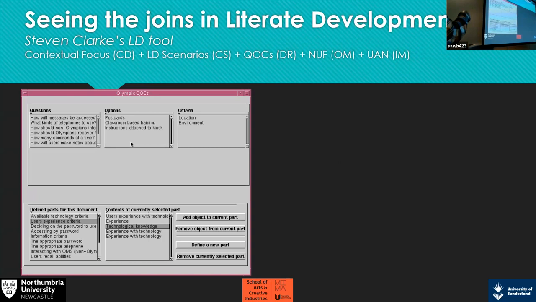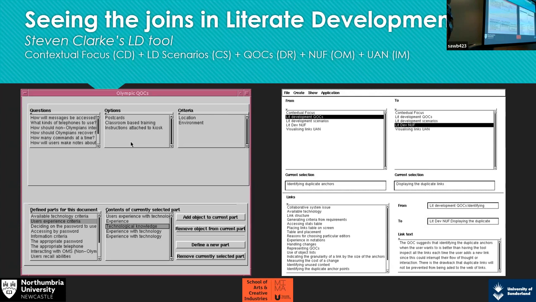So this is Steve's editor for QOCs, for Design Rationales. It was the early days of Java, and he loved it, JavaScript. And this was his LD tool, where basically he specified the links. And again, it's too dense to look at, but he kept records of the contextual focus, of scenarios, contextual scenarios, QOCs from Design Rationale, an object model written in notation I developed in my PhD, and UAN that was developed by Rex Hartson, who was over here for a year with Phil. And he looked at the explicit links between these contextual aspects of design and the design itself.